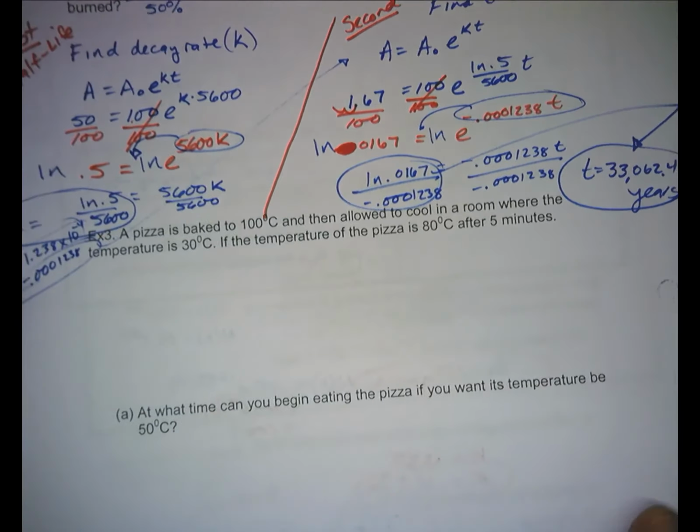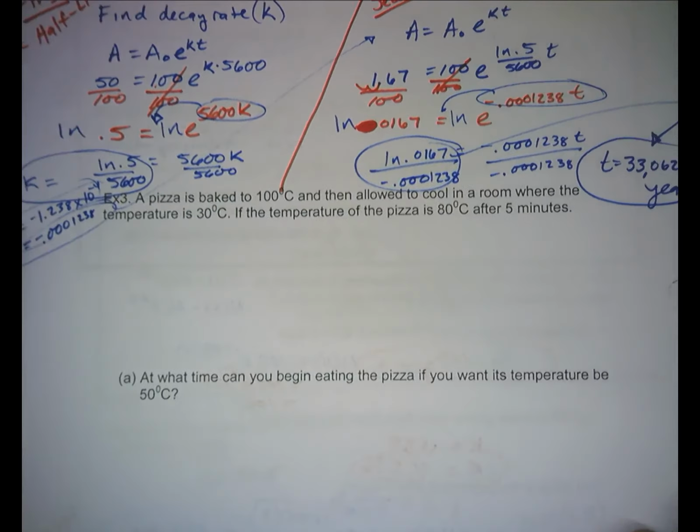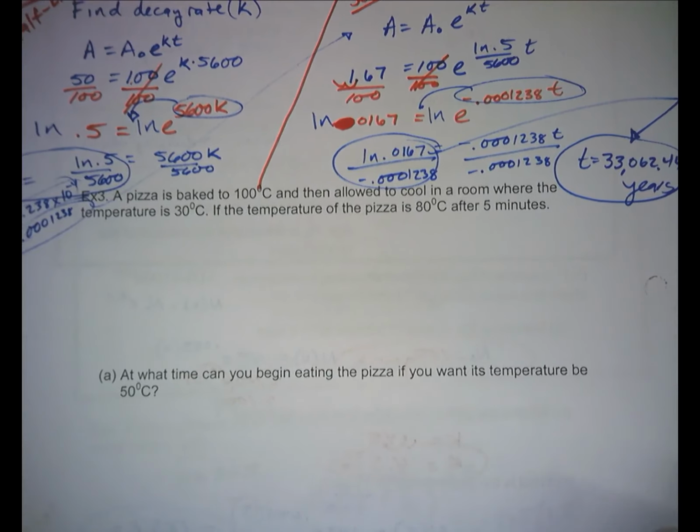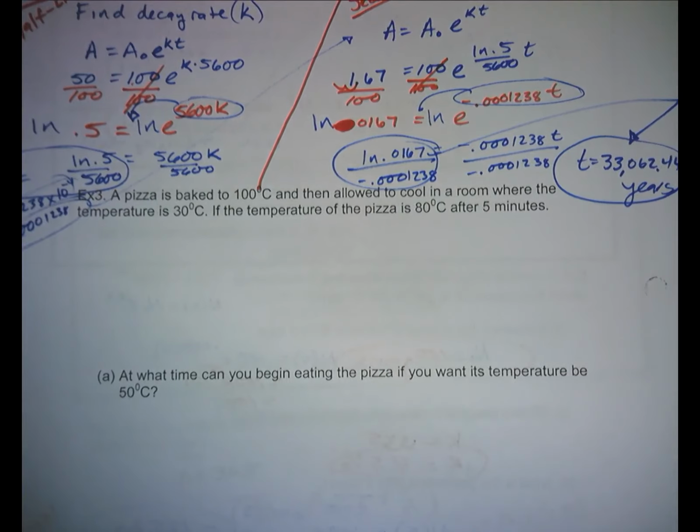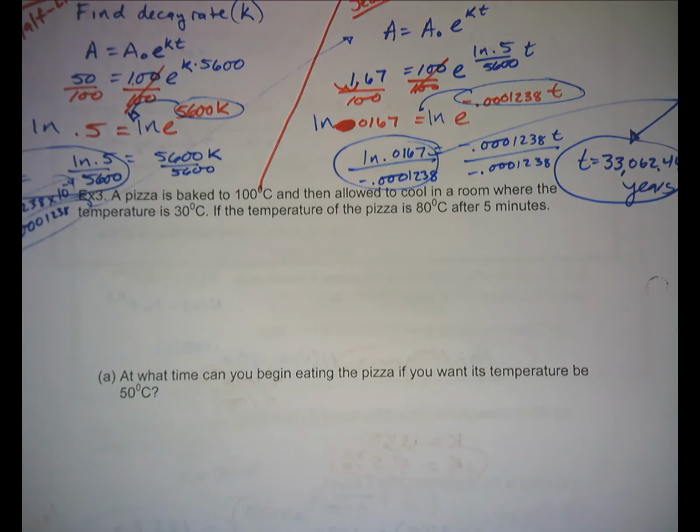All right, so I'm going to finish up real quick with example 3, if you guys have no questions. It says here we have a pizza is baked at 100 degrees Celsius and then allowed to cool in a room where the temperature is 30 degrees Celsius. Temperature of the pizza is 80 degrees Celsius after 5 minutes. At what time can you begin eating the pizza? Well, for us to be able to answer this question, we got to know a little bit about Newton's law of cooling. So if you look at the front page, we have our formula there.